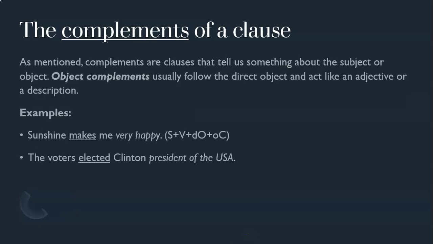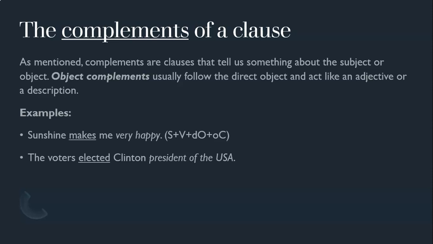And finally, as mentioned, complements are clauses that tell us something about the subject or the object. Object complements usually follow the direct object and act like an adjective or a description. For example, sunshine makes me very happy. When you test the verb to make, what does it make? It makes me, so that's the direct object. But then very happy describes me again, so it's an object complement.